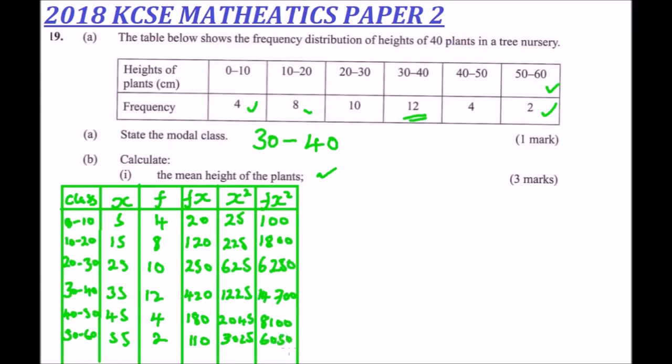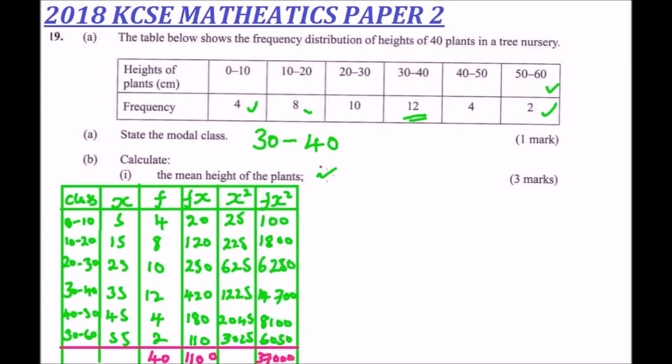So that is the table that we have prepared. We will need to do some summation. So let's do the summation. When you total the frequency, you get 40. You total fx, you get 1100. Then you total fx squared, you get 7000.